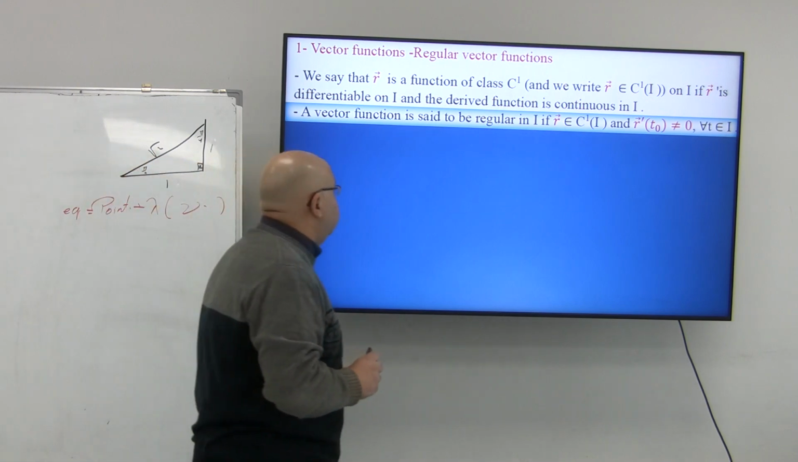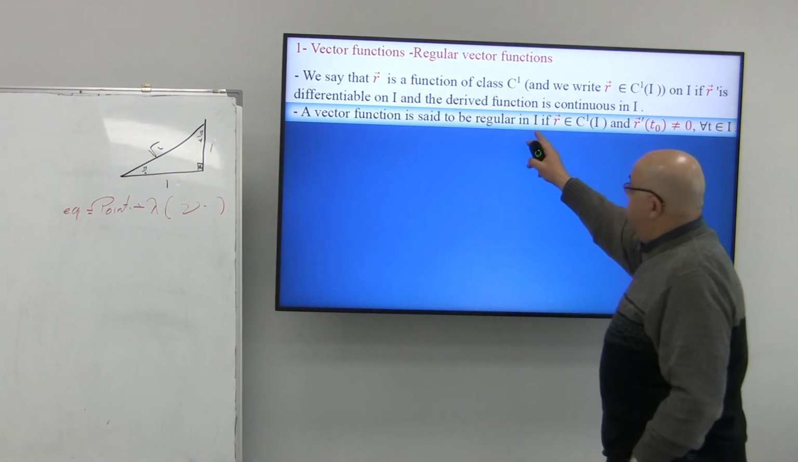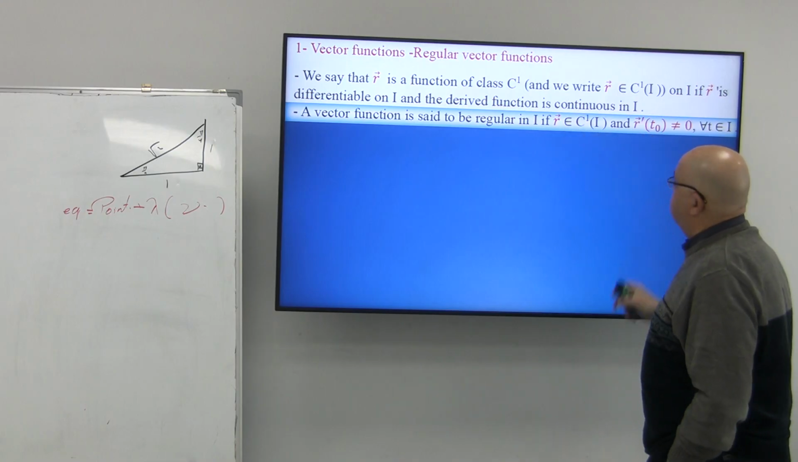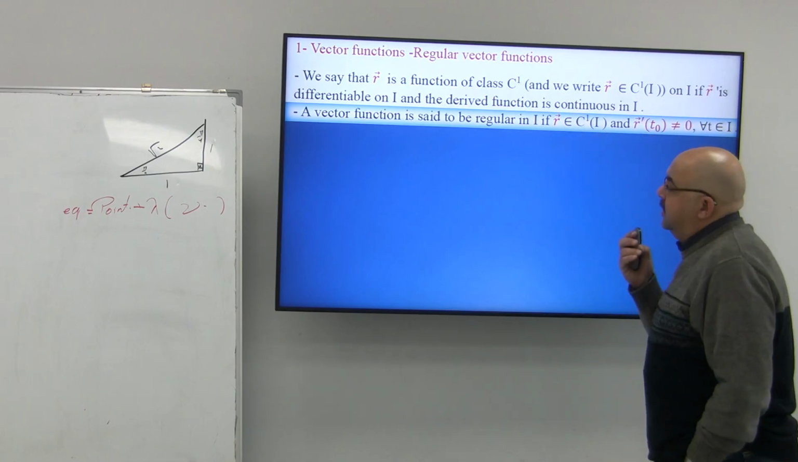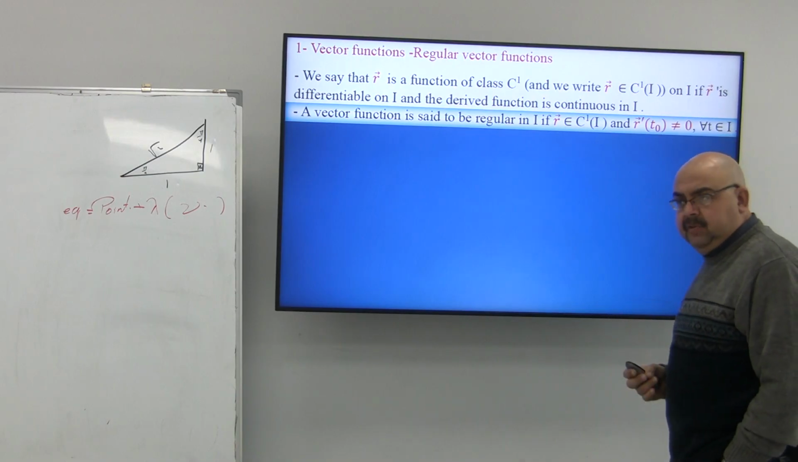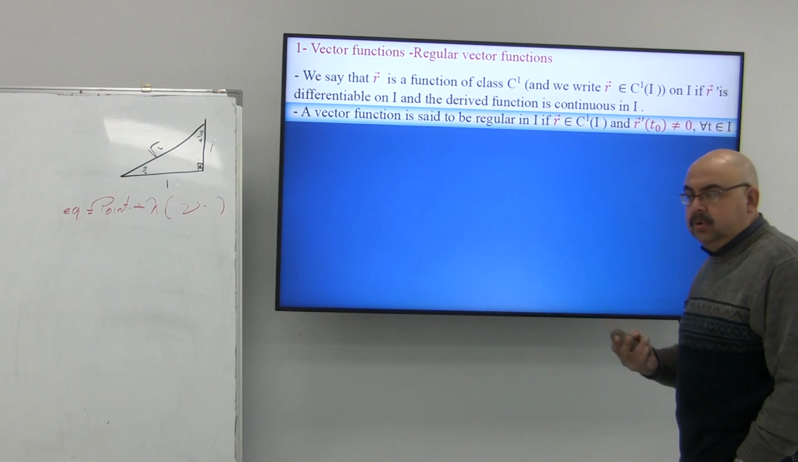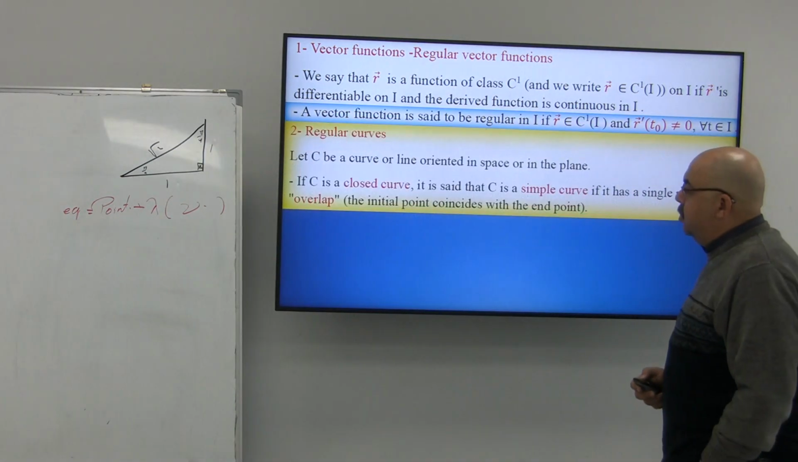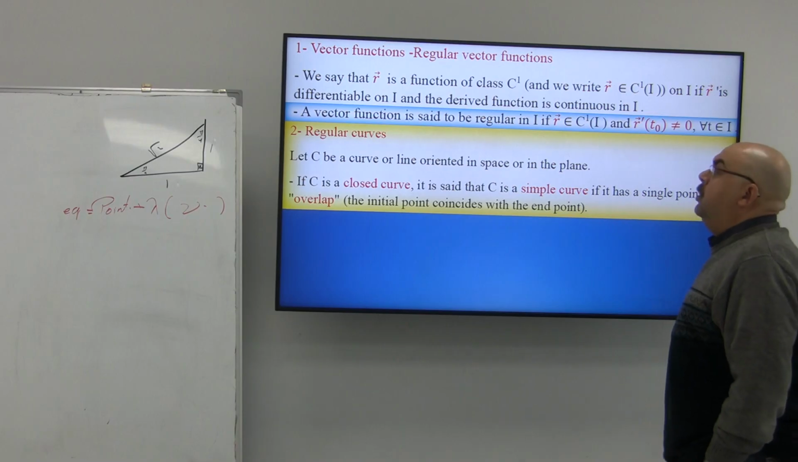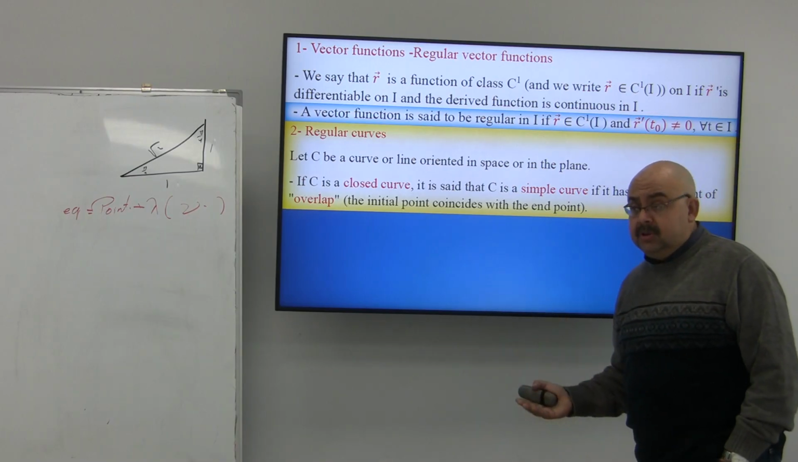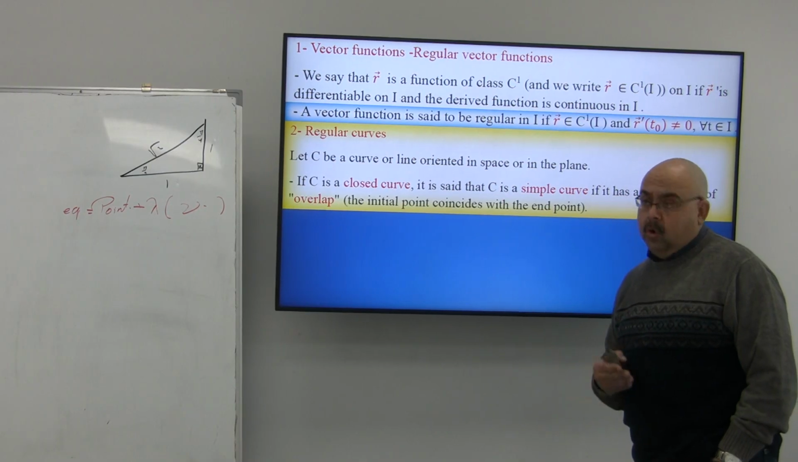A vector function is said to be regular in its interval if r belongs to C1 and r dash doesn't equal 0. This is another definition. So for a regular vector function there are two conditions: to be continuous, as you can see, and its first derivative doesn't equal 0 at the indicated point. Now we will talk about regular curves, and whether they are closed curves or open curves.